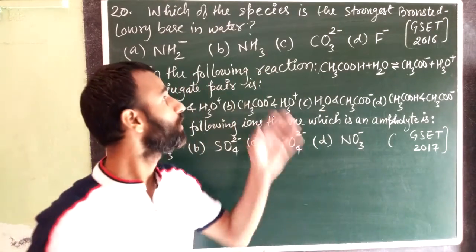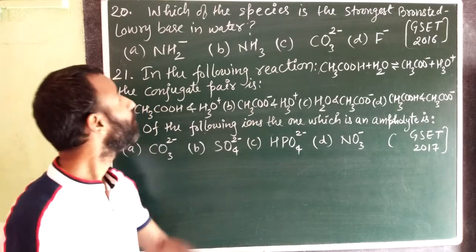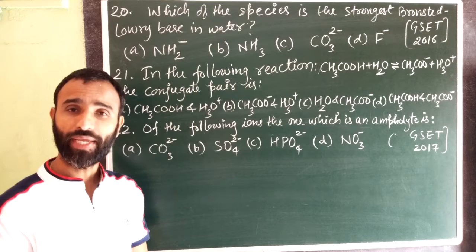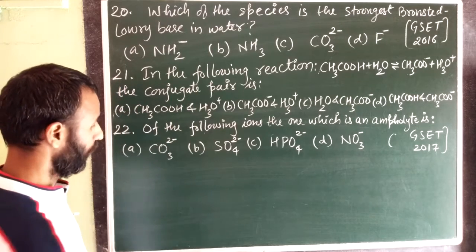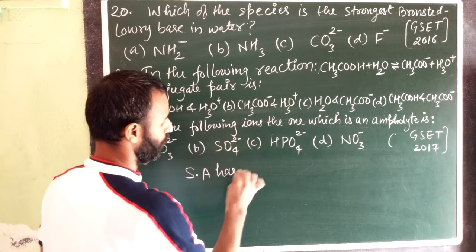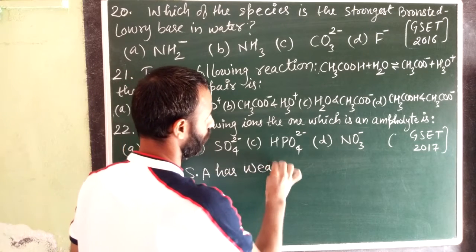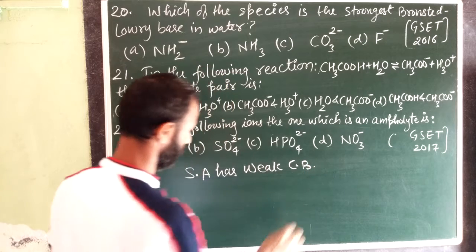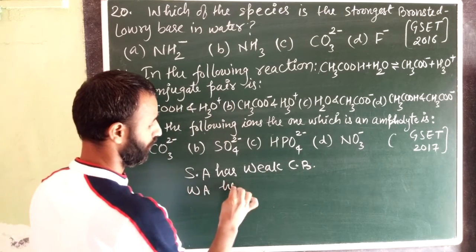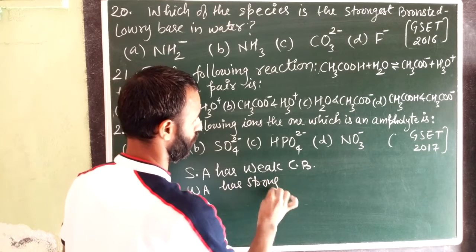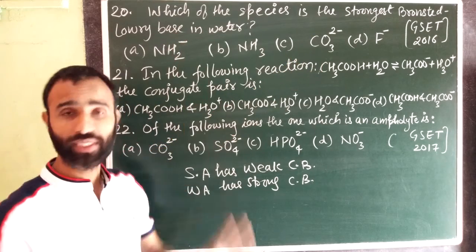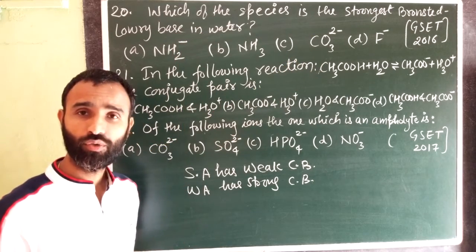Okay, so next question is from GSET 2016. Which of the following species is the strongest Bronsted-Lowry base in water? So you know, strong acid has weak conjugate base and weak acid has strong conjugate base. So we have to calculate the strongest conjugate base. So acid should be weakest.